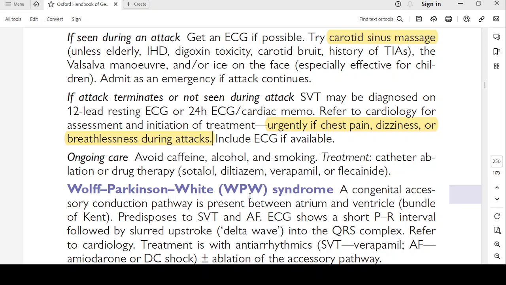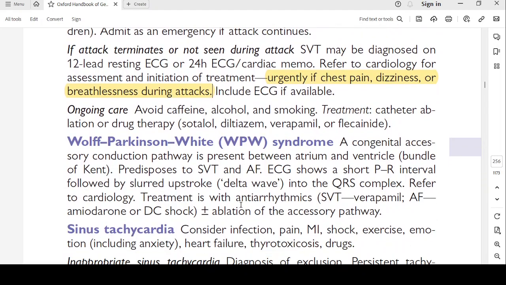Exclude other causes if an ECG is available. Ongoing care: avoid caffeine, alcohol, smoking. Treatment: catheter ablation or drug therapy. Sotalol, diltiazem, verapamil or flecainide. See, sotalol, diltiazem, verapamil or flecainide are the treatment for SVT.